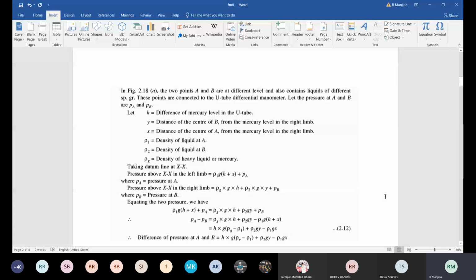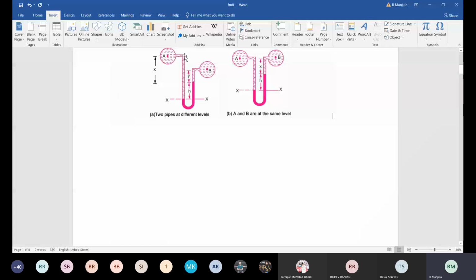So ρ1 into G into head. The corresponding head is nothing but your H plus H up to this plus X. Yeah, X is up to the center of the point A. Now X plus H into ρ1 into G. That is the pressure head above the datum line in the left limb.